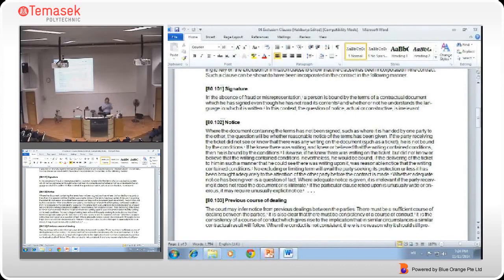So for example, if you paid for something, then you get your ticket. You pay, then you get a ticket. After you paid, you start looking at it, and then you say, why are all these conditions? I was not told about this when I paid. That is actually not notice. No notice, actually you are not bound. You are not bound.